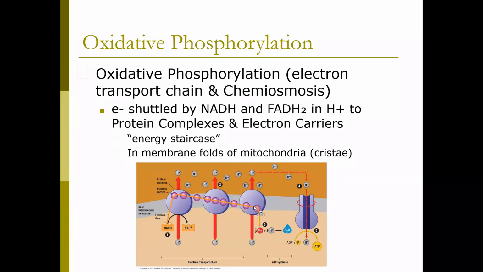This first step of oxidative phosphorylation takes place with the inner membrane of the mitochondrion, the mitochondrial matrix, as well as the space between the inner and outer membrane. So the folds, I should say, of the cristae of the mitochondria.